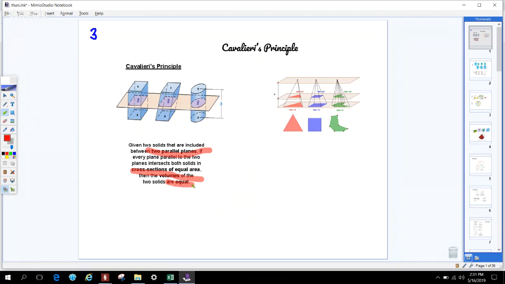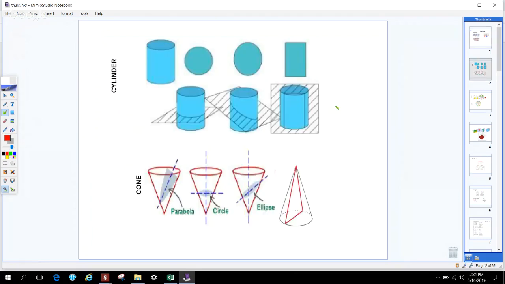So the main concept is, as long as the height is the same, and when you cut it going across, as long as each of these areas are the same, you know the volumes are the same. Next, you're going to have at least 1, if not 2 questions on cross-section. So this is just to remind you.